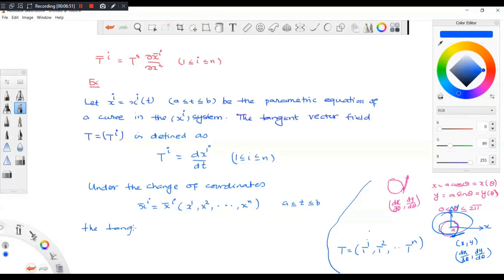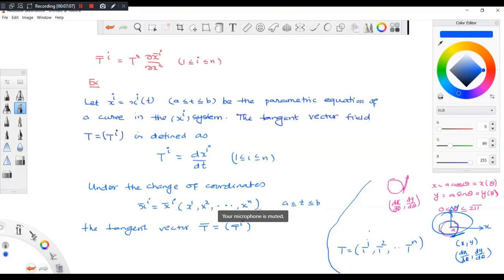The tangent vector. Hello. Tangent vector t bar. Hello. That is equal to... Sir, t bar. What is A and B?